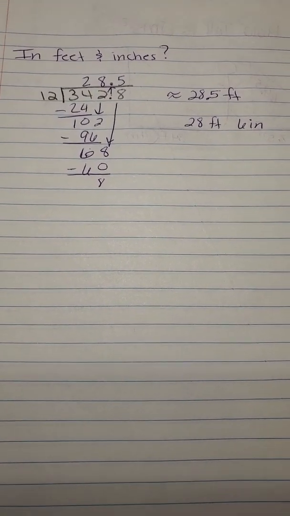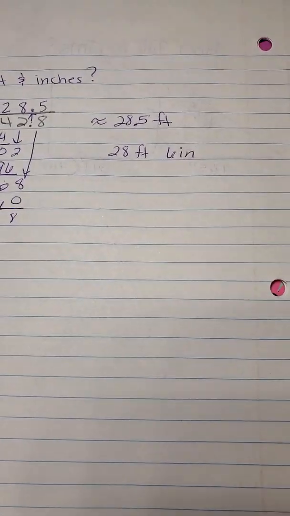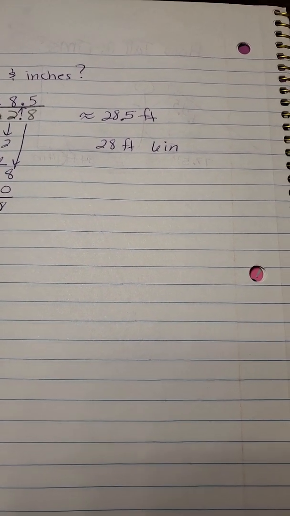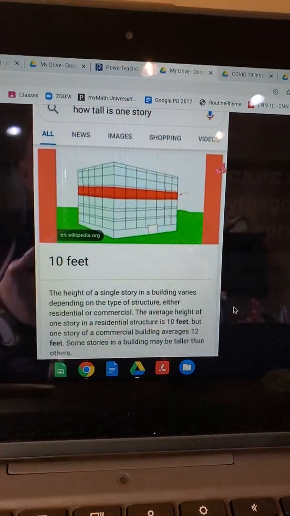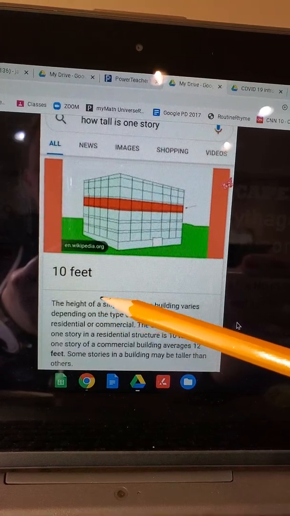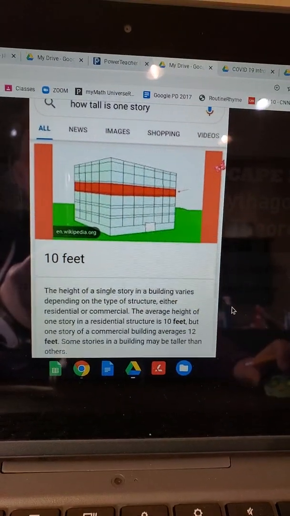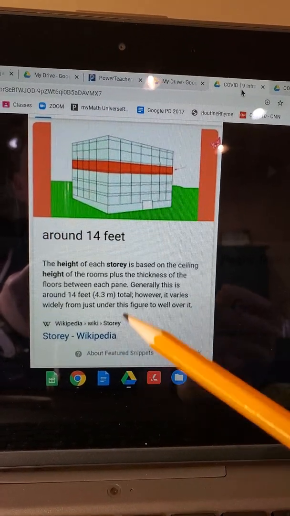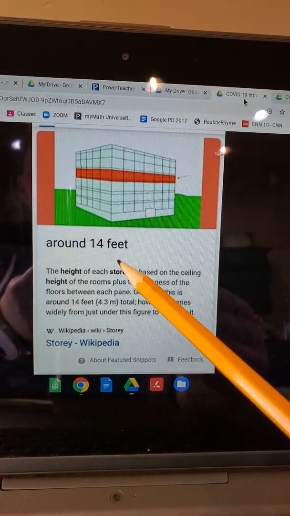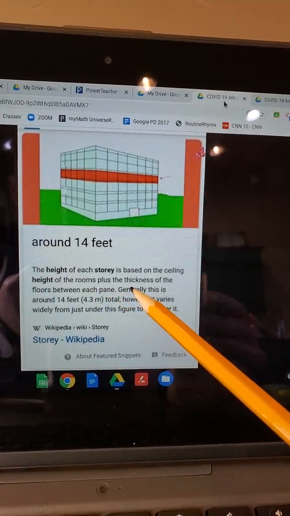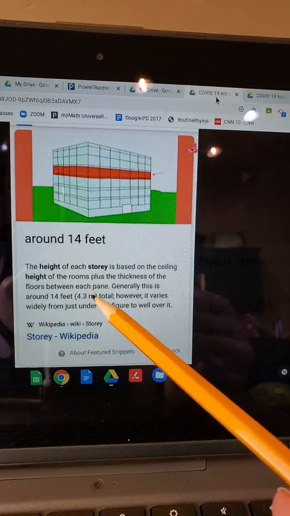Hey, part 3. So I took our answer of 28 feet, 6 inches, and I looked to check my answer. I searched how tall is one story, and it mentions on here that the height is about 10 feet. It also mentioned that they're talking about it being 14 feet, because it says the height of each story is based on the ceiling height of the rooms plus the thickness of the floors between.